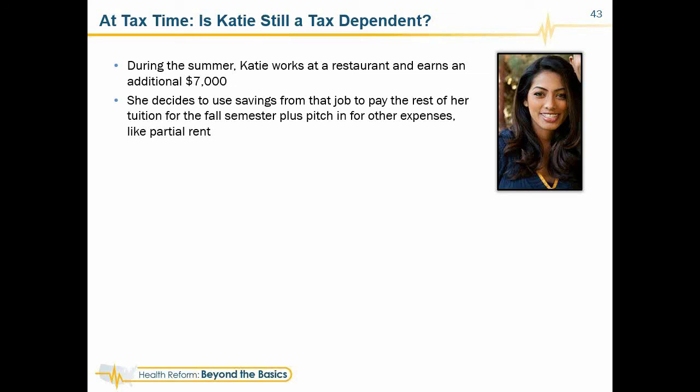But oh, Katie, she's so enterprising. She got a job, and she ruins everything. So she was working at a restaurant during the summer, and she earned an additional $7,000. She decides to use that money to pay the rest of her tuition for the fall semester and to pitch in for other expenses.